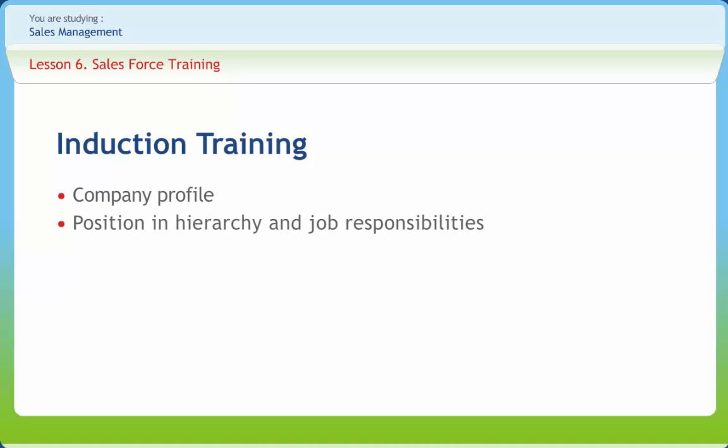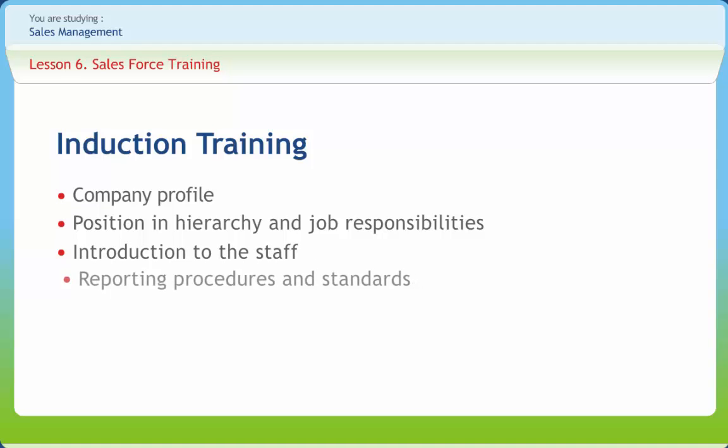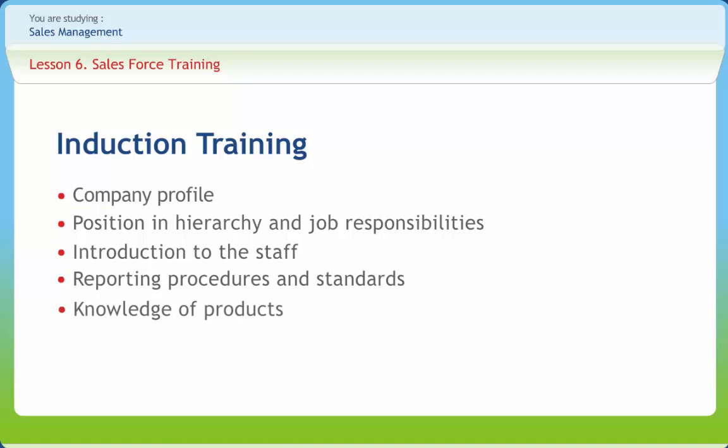Position in hierarchy and job responsibilities, 3. Introduction to administrative staff and accounts staff, 4. Reporting procedures and standards of reporting, 5. Knowledge of products, their features and benefits, 6. Knowledge of manufacturing units, 7. Handing over stationery and kit, etc.